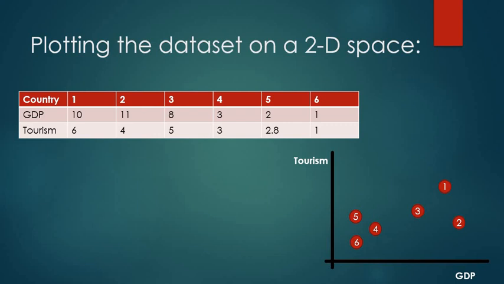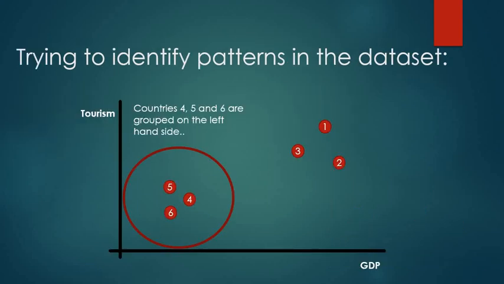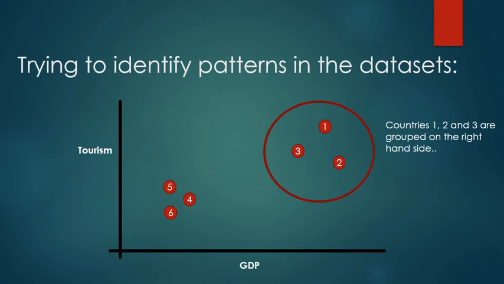What if we have a dataset that can be plotted on a two-dimensional space? Again, you have countries from 1 to 6, and along with the GDP, you have tourism. The GDP is plotted on the x-axis, and tourism is plotted on the y-axis. You can see that countries 4, 5, and 6 are again clustered on that side, and countries 1, 2, and 3 are grouped together on that side.